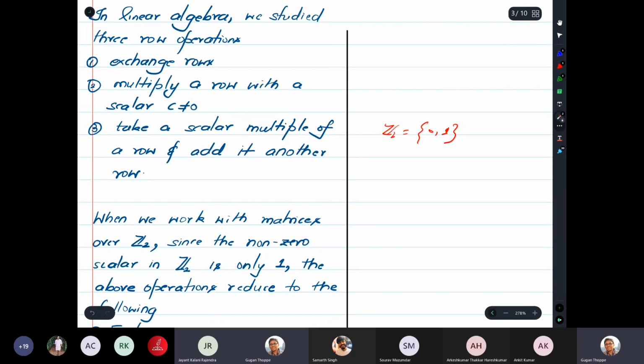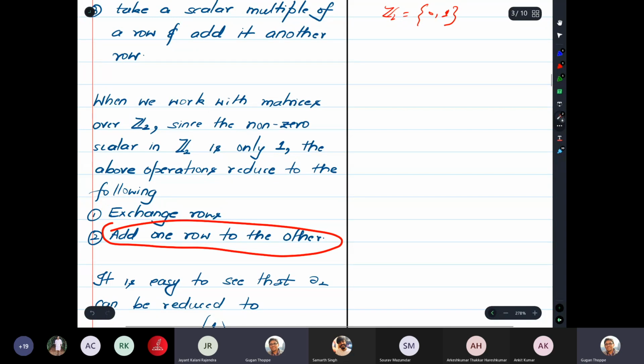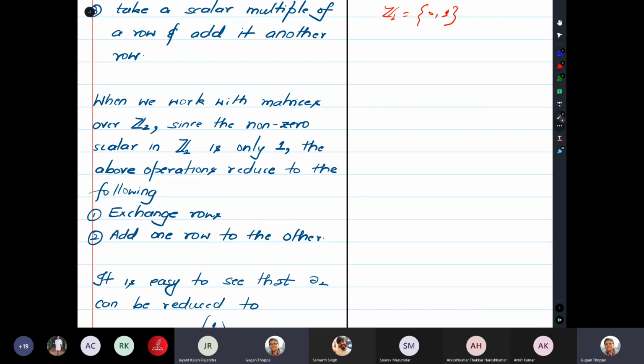So the only operations we are left with are 1 and 3. Let's look at the third operation. The third operation says we can take a scalar multiple of a row and add it to another row. However, again, the only non-trivial scalar is 1. So the third operation basically says take one row and add it to the other row. So in Z2, we are only left with these two operations: either you are allowed to exchange rows or you can take one row and add it to the other. Is this okay? These are the only two operations that you are allowed.